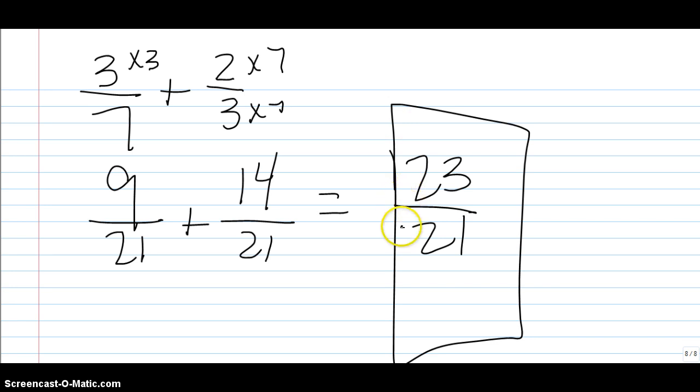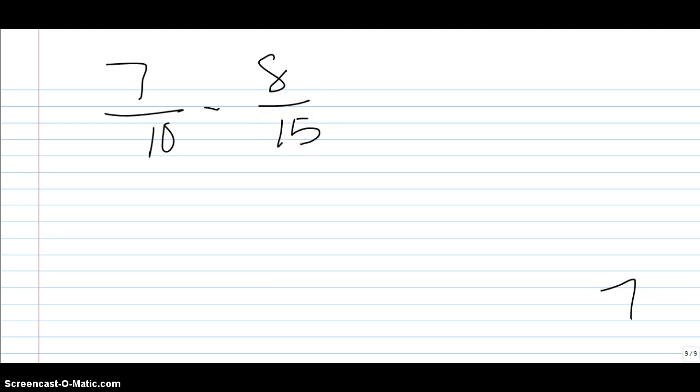And the same process works for subtraction. So let's go ahead and actually do a subtraction problem, that way you have the same idea as to how to go about it. Okay, so let's say, for example, we want to do 7 over 10 minus 8 over 15. And of course, we always want to simplify if possible.